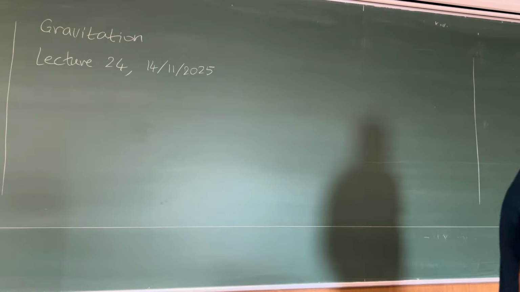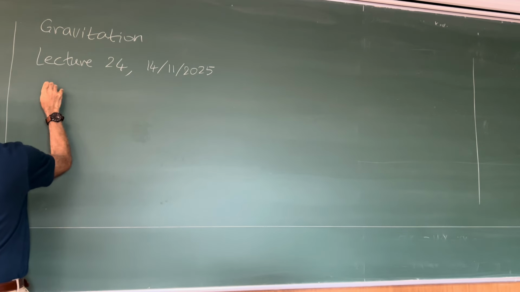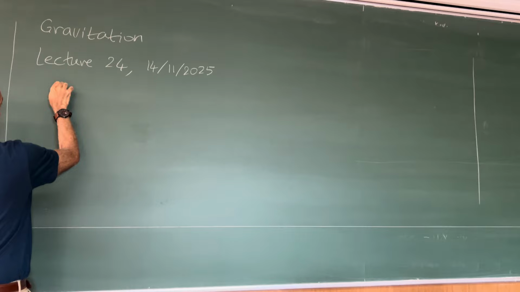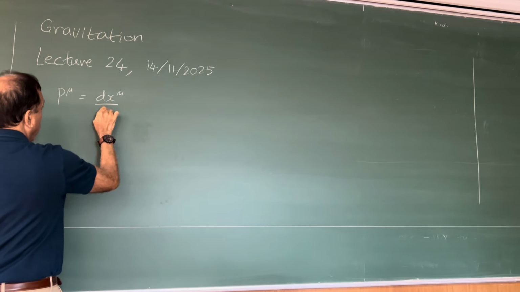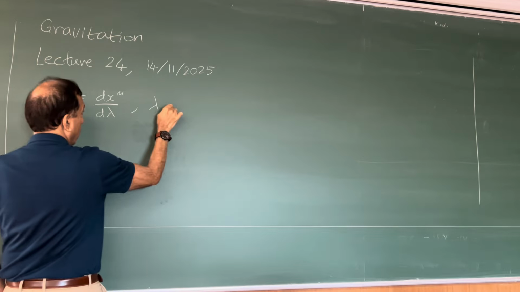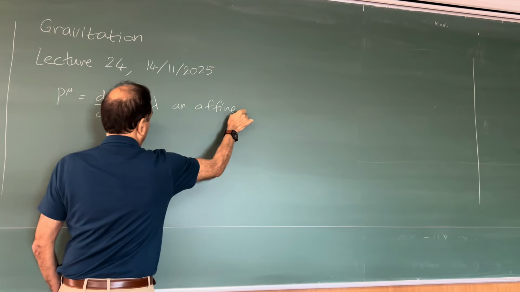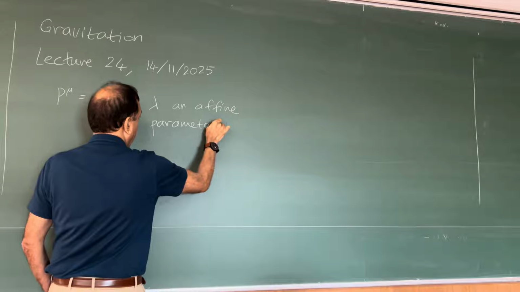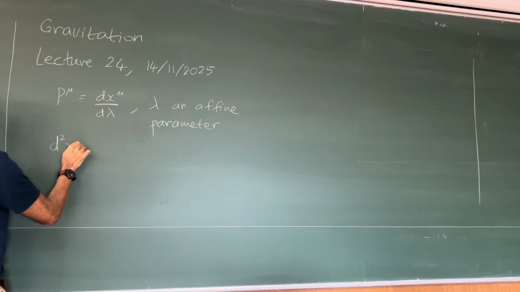Okay, so yesterday we discussed photons following geodesics, and today we'll discuss photons following geodesics. Yesterday we defined the four-momentum of a photon to be this, where lambda is an affine parameter. What does it mean for lambda to be an affine parameter? It means that the photon satisfies this equation.